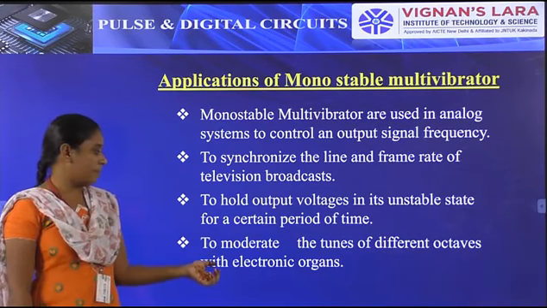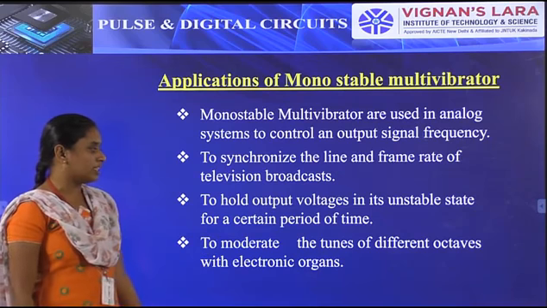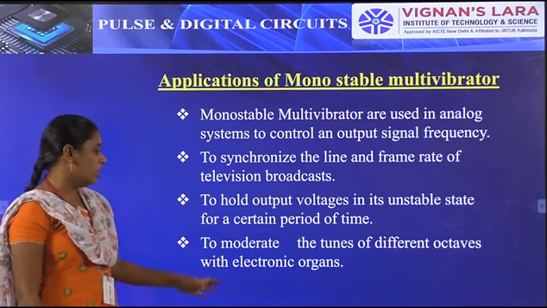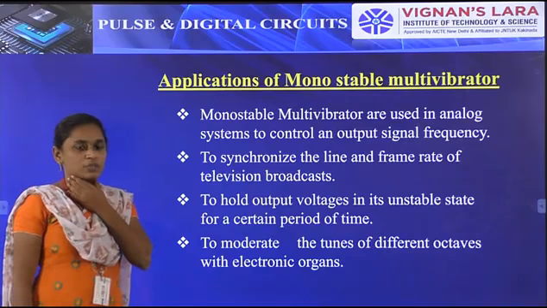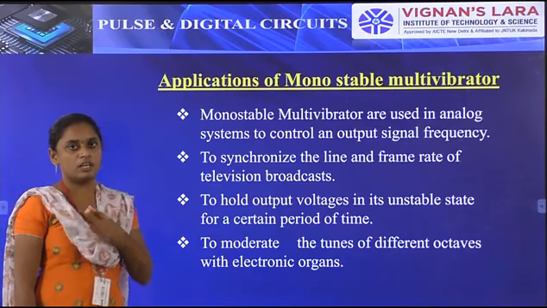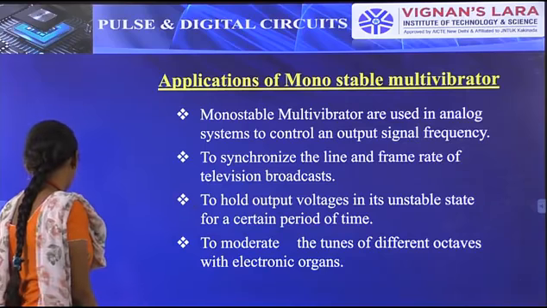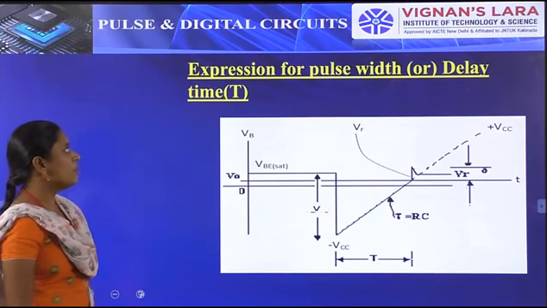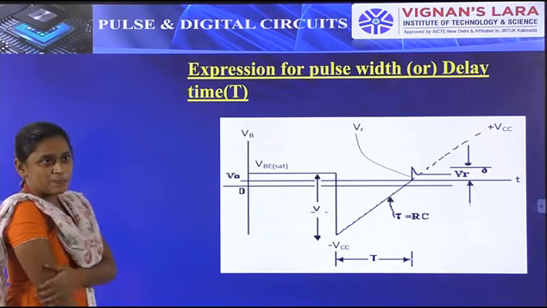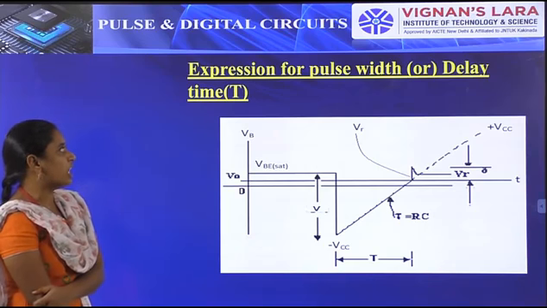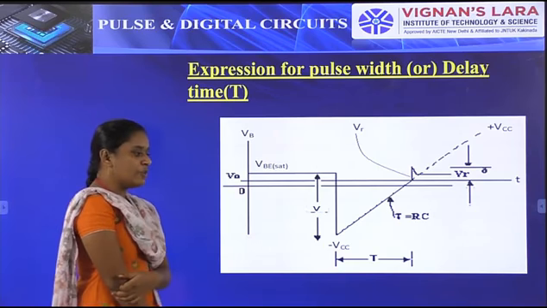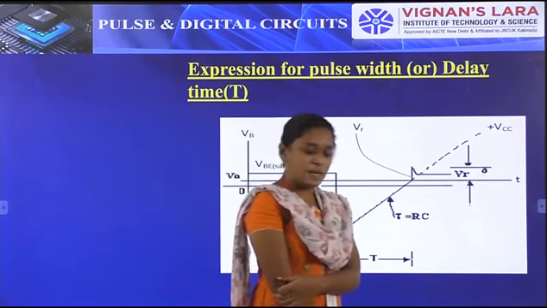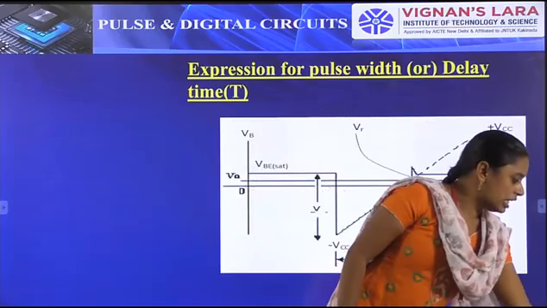This is known as a pulse generator, and it is also used to modulate the tunes in electronic organs. So these are the major applications of the monostable multivibrator. Next is the expression for the pulse width or delay time. Here we have to find the expression for the pulse width or delay time.